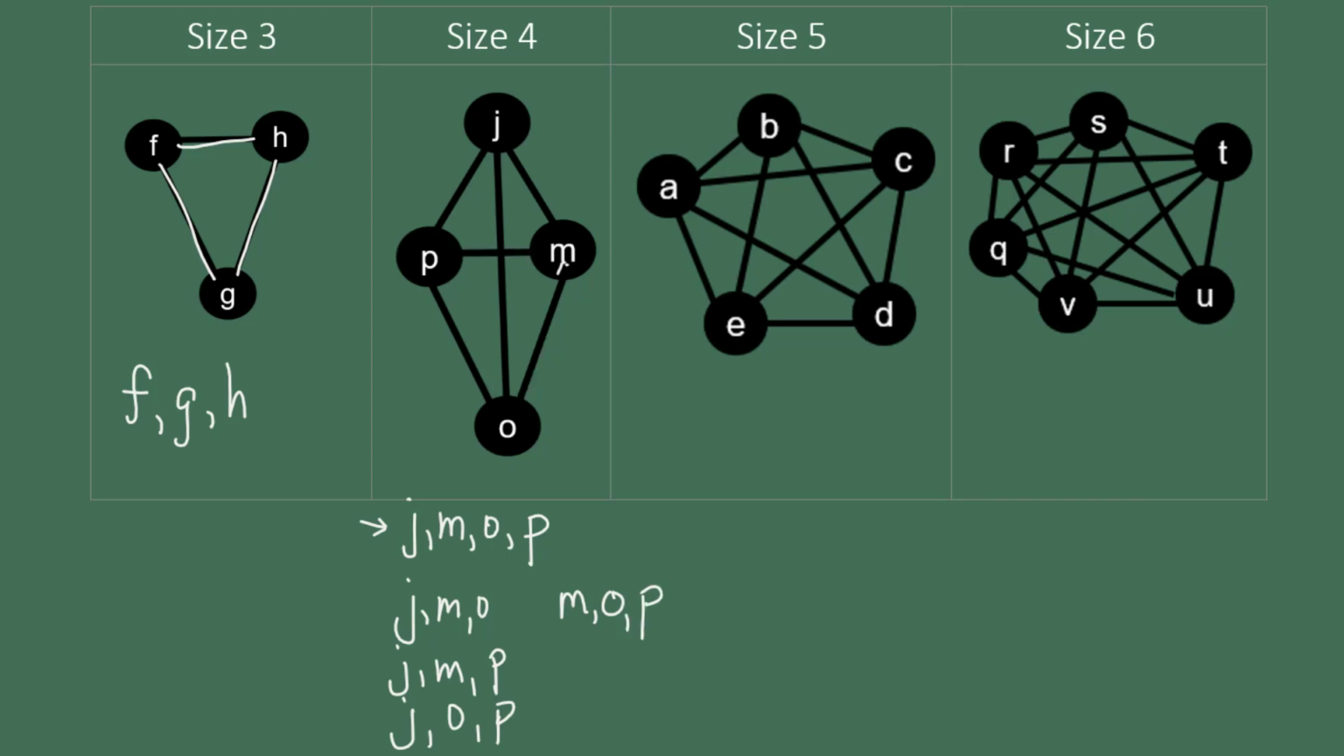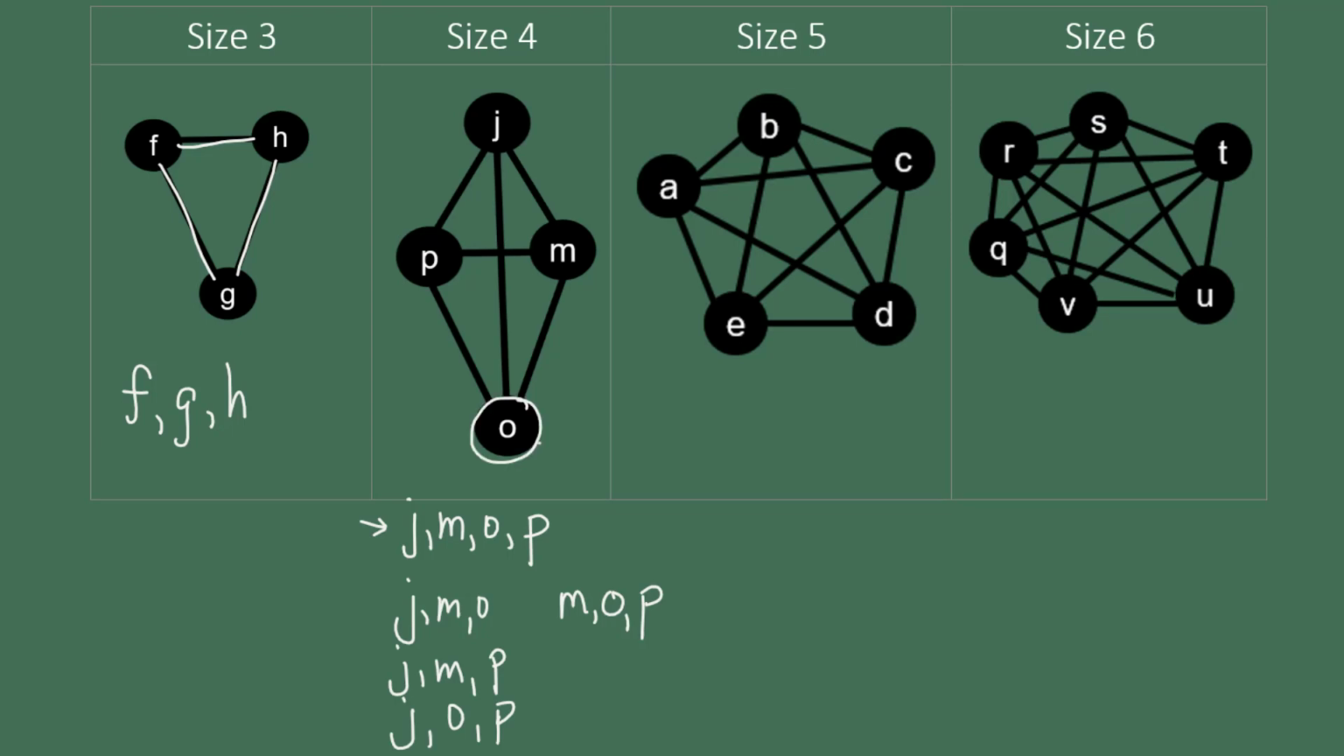Now, from M to O, I could go back to J. But again, we're not going to do that because we're not going to backtrack. So MOP is actually the only M triangle that has MO. I could also try to go from M to P, but then I can't go back to O or J. So there's not another triangle there, and there's not going to be any other M triangles.